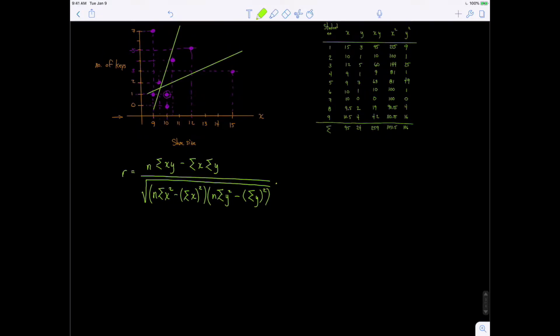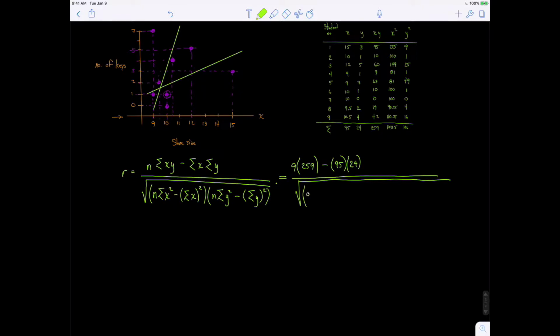So here we go. We've written it out in this nice big formula, and let's plug in our values. We have n, which is 9 students, times the sum of the xy's. Well, that's 259, minus the sum of the x's, that's 95, times the sum of the y's, which is 24. Divide all of that, and we have this big square root coming. Remember, there's a bunch of parentheses in here, so you need to be careful.